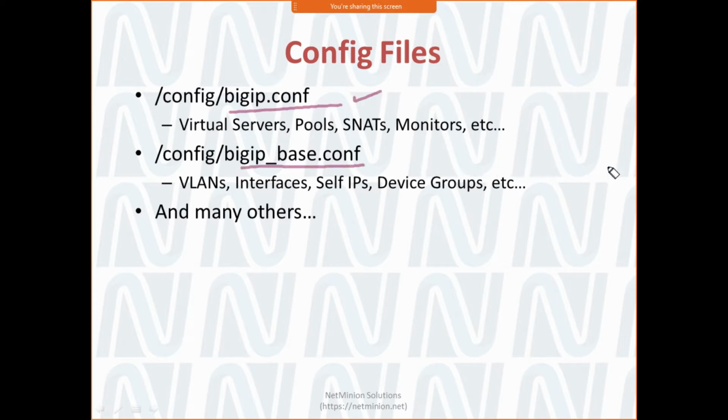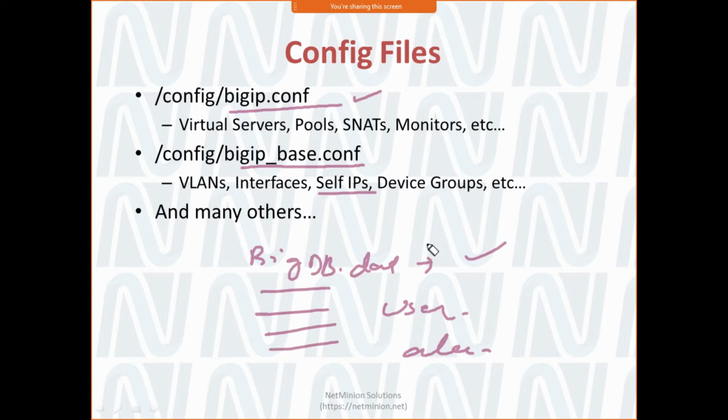If you wanted to check the base configuration, like the VLAN and interface kind of stuff, go into the base conf. There is one more, like bigdb.dat, where database keys are stored. Like bigip_user, the user accounts will be shown over there. Like alert, the alerts will be there. So there are multiple files available, and you can go into this file system and easily check by using cat or more, whatever you wanted to check.